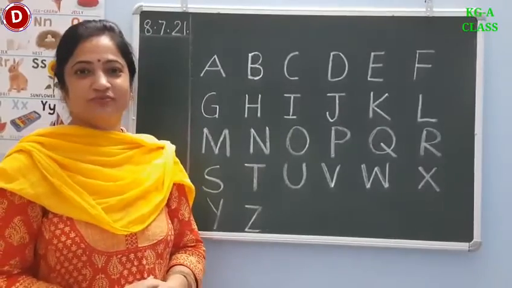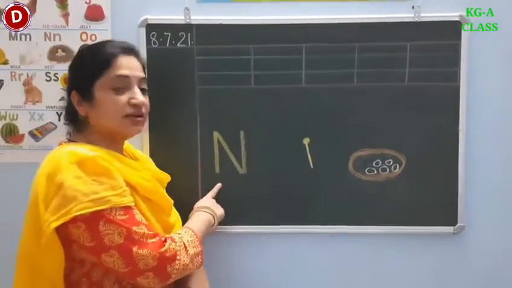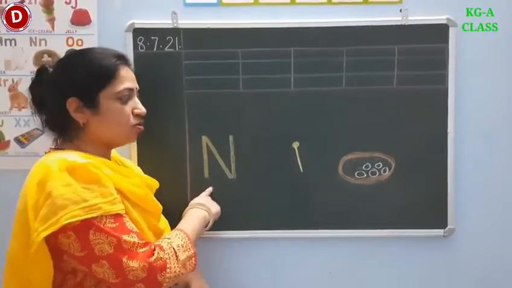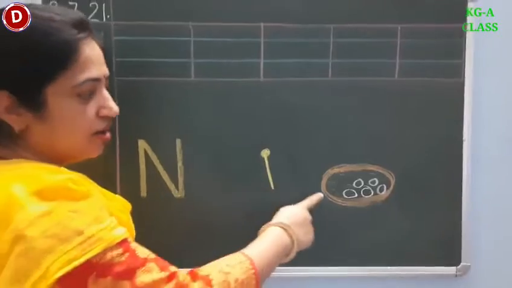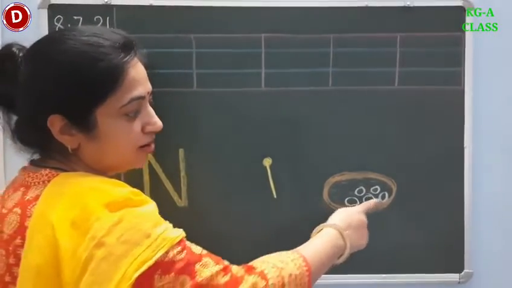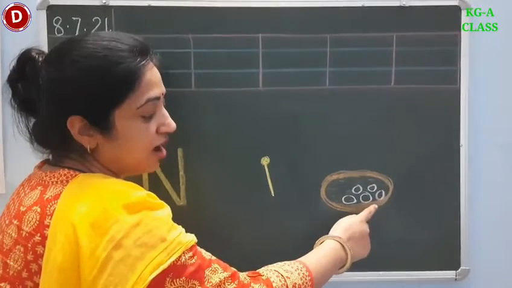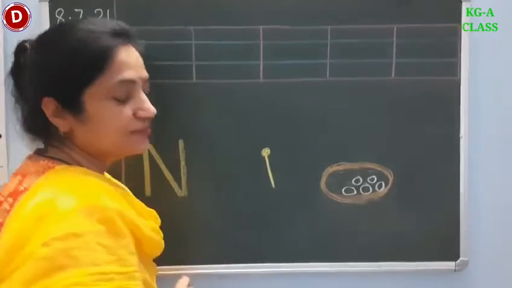I taught you. Children, today I am going to teach you to write capital N. And now look here, this is N for nail. Nail means keel. And N for nest, where the birds lay eggs. The house of birds is known as nest.